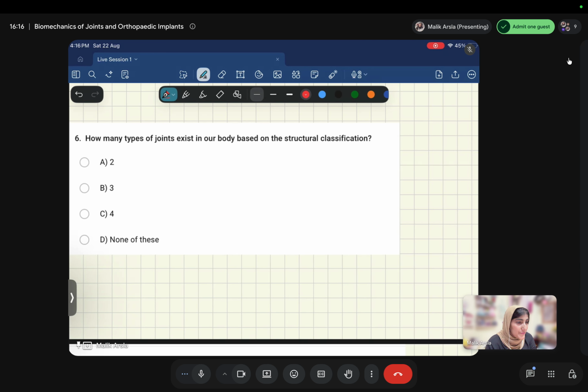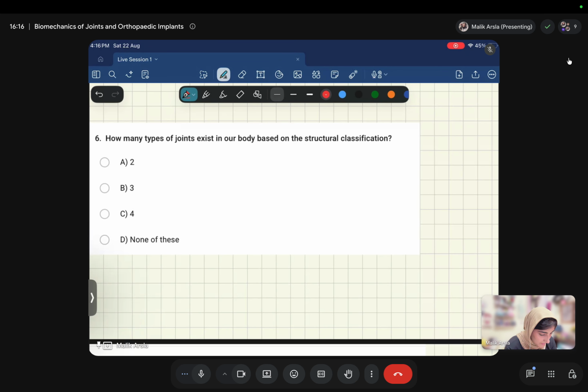Okay, so that is the correct option. And the second type of classification which I was talking about is the functional classification. Okay, so do you know what is the functional classification? Basically the type of movement, like whether the joint is movable, it's immovable, or it's partially movable. So accordingly we are classifying it as synarthrosis, amphiarthrosis and diarthrosis.